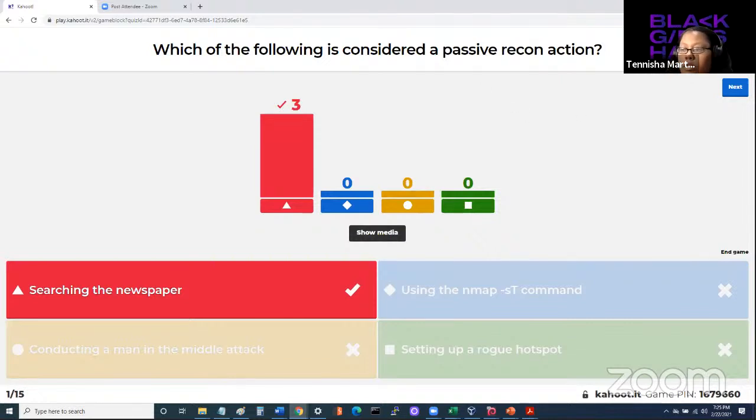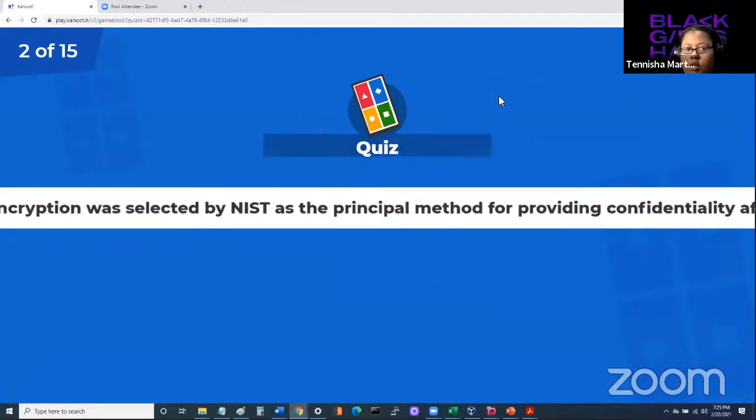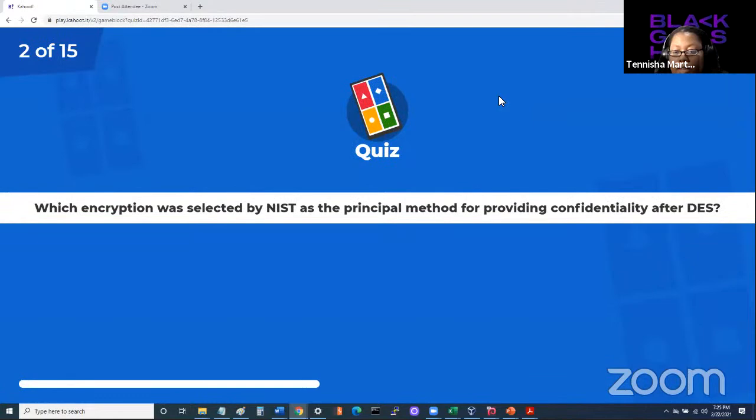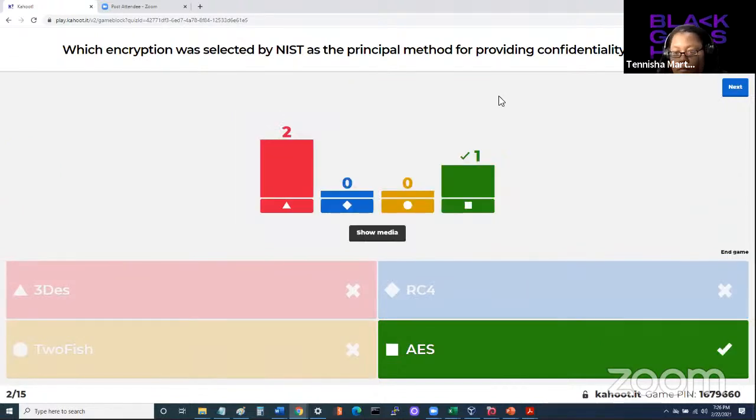All right. Did not come to play, huh, guys and ladies? All right. Which encryption was selected by NIST as the principal method for providing confidentiality after DES? Yep, I just told you this. It is AES.